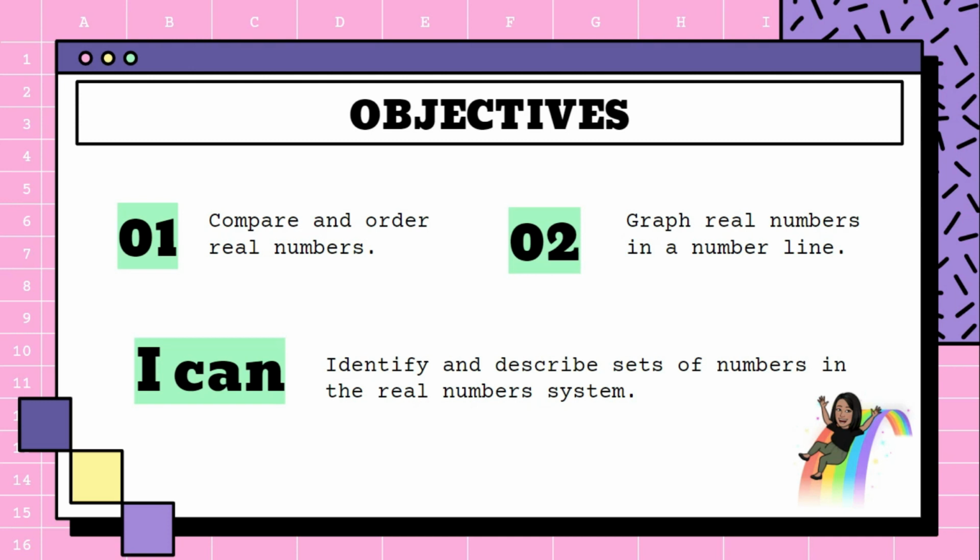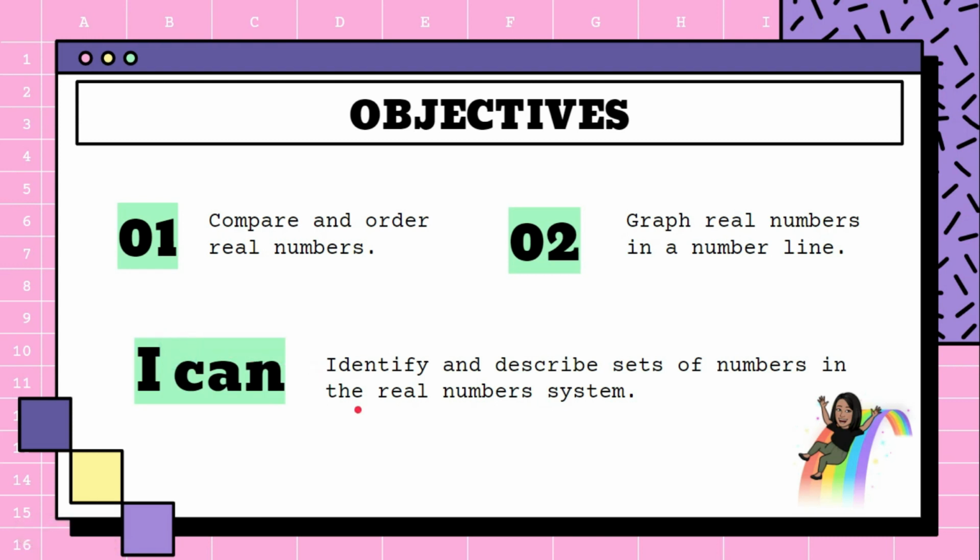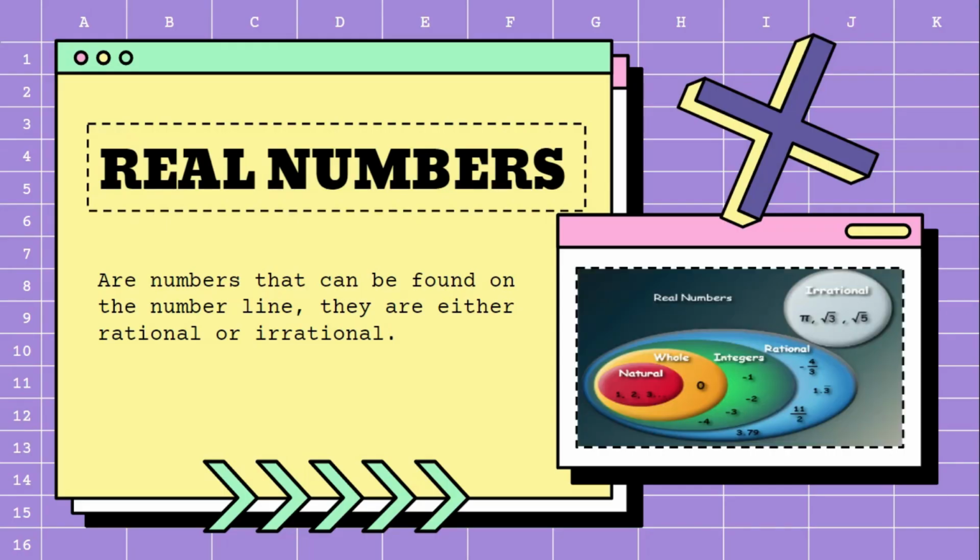Our objectives during this lesson are to compare and order real numbers and also to graph real numbers on a number line. By the end of this lesson, we are going to be able to identify and describe sets of numbers in the real number system. So let's start off with vocabulary.